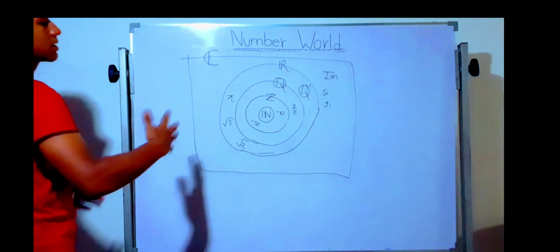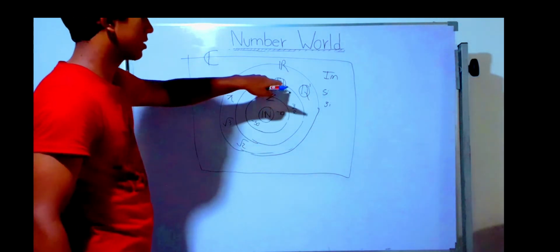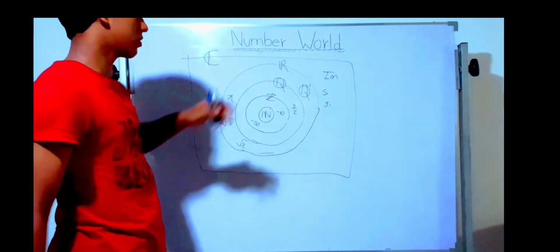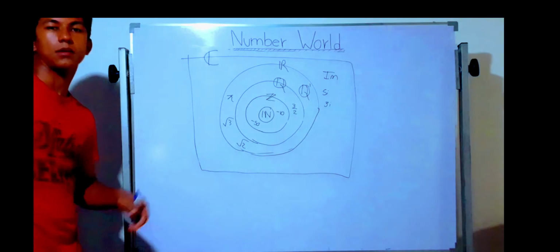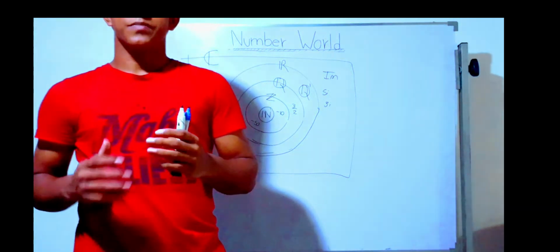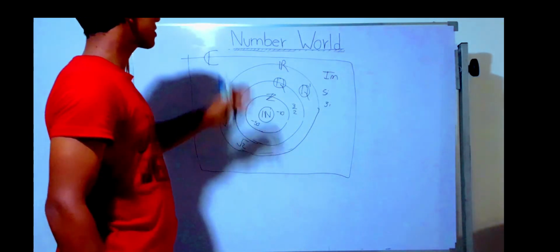So this is the basic concept of the number world. Natural numbers, integers, rational numbers, irrational numbers, the real numbers, plus imaginary numbers form the complex numbers. So with that, we come to the end of the session. This number world was the first session we discussed.